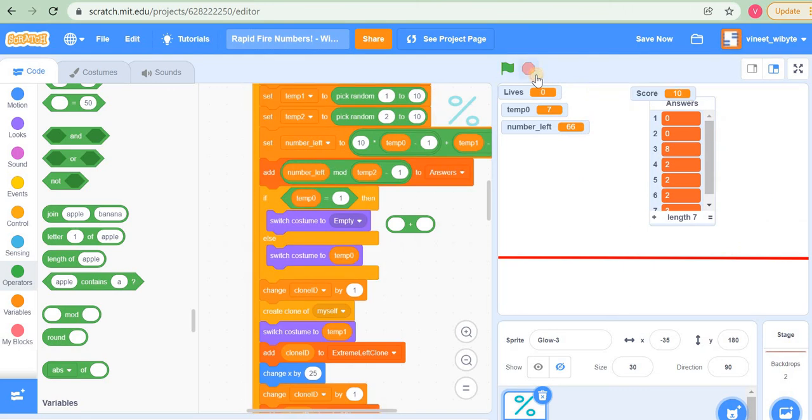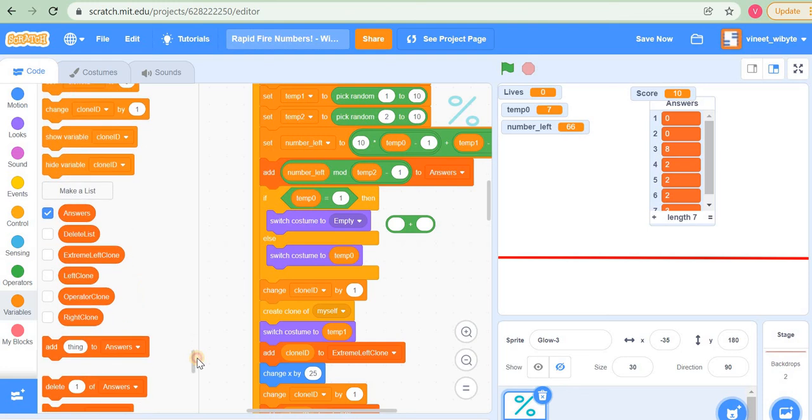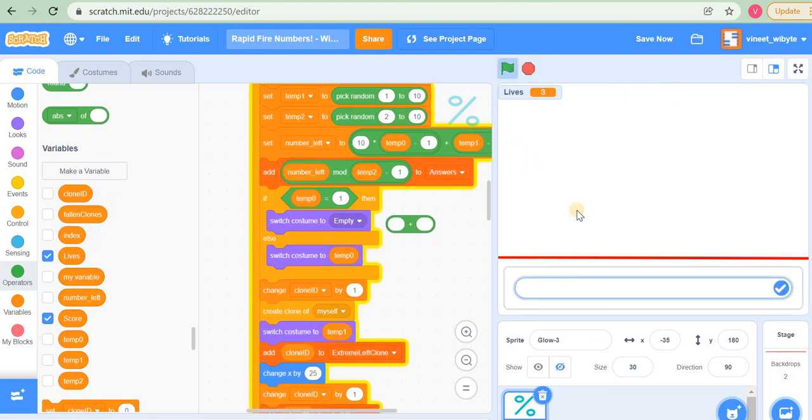So now let's just play this game once to see. I'll hide this list so it's just a little bit more clear what's going on. So I'll hide this answers list, and maybe we'll also hide some of these variables, right? So it becomes easier. Okay, I'll hide these things. Okay, so now let's say we start playing this.